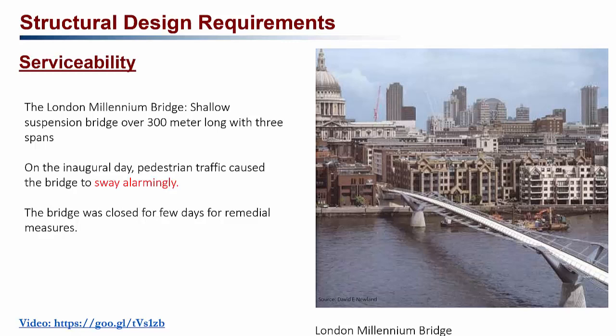The London Millennium Bridge is a shallow suspension bridge, and it's 300 meters long and has 3 spans. It is a pedestrian bridge, but on the inauguration day, as many people walked on the London Millennium Bridge, the bridge had an excessive swaying or vibration, which caused big alarm for the users, and the bridge had to be shut down, and they had to use some remedial measures to control the vibration in the bridge. Let's have a look at the video of that bridge and see what actually happened then.